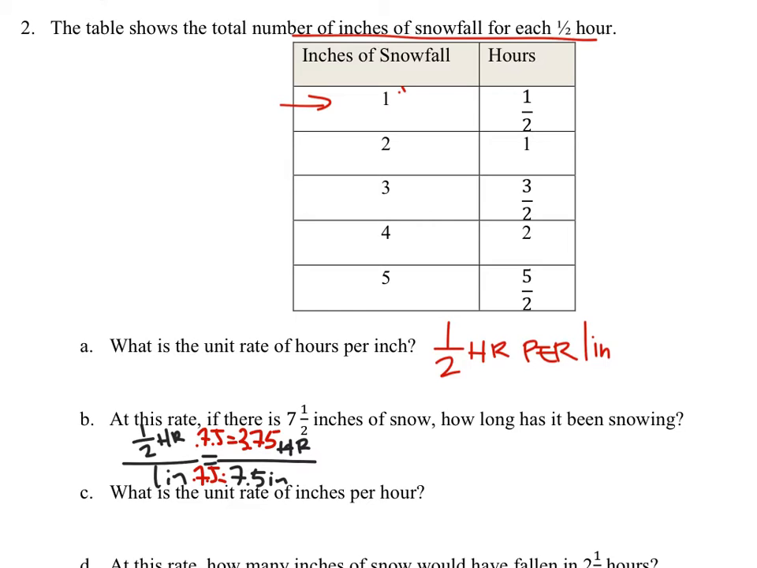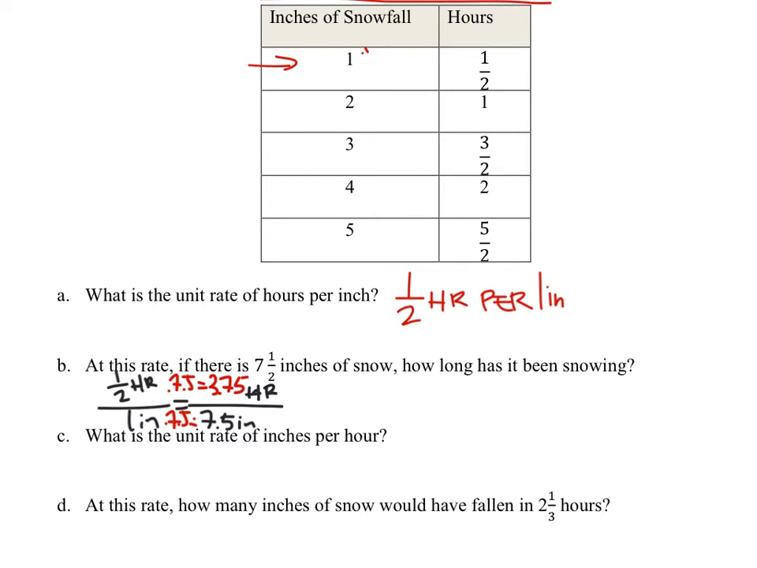Now that would be the decimal if you wanted it. But on the other hand, we wouldn't put the mixed number. We would put the improper fraction, which would be 15/4 hours.